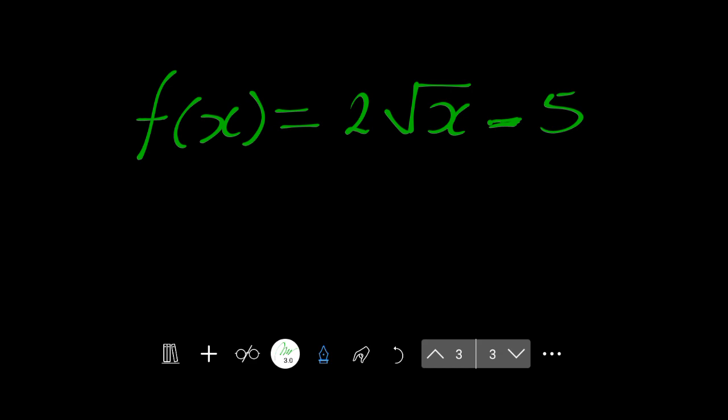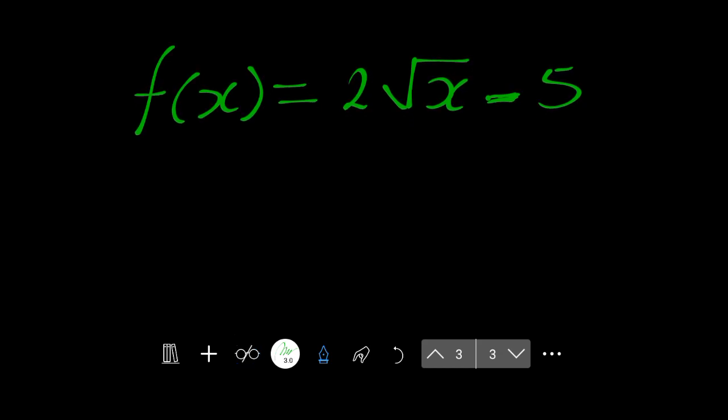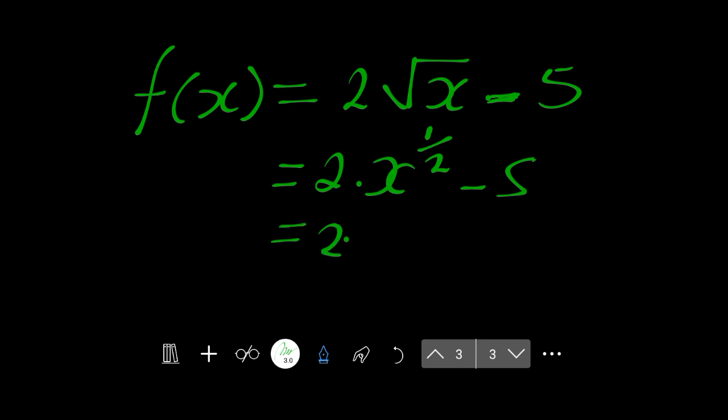We use times and take. So the first step is to rewrite this from the square root using the index notation method. That's what I'm going to use here in this question. So we have 2 multiplied by x to the power 1 over 2 minus 5. So we've written this one. So this becomes 2x to the power 1 over 2 minus 5.